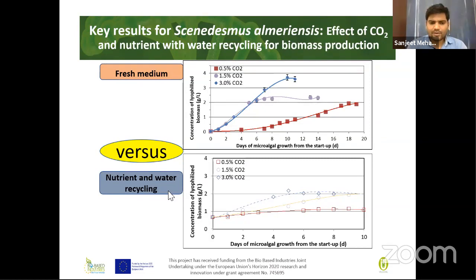While with the nutrient and water recycling approach, the biomass productivity was around 2.1 grams per liter, and it was obtained with 3% CO2. So here we found that the nutrient or water recycling approach did not help biomass productivity, because in the nutrient recycling approach, the nutrient level was very low compared to the fresh medium.